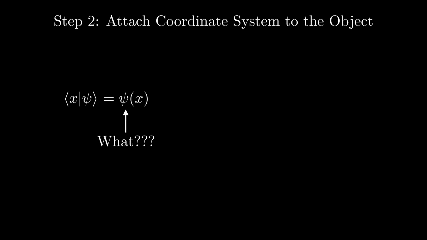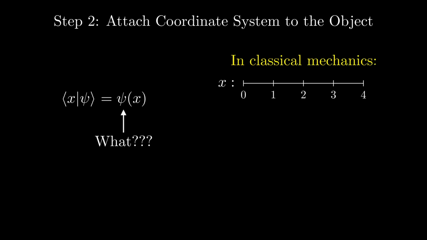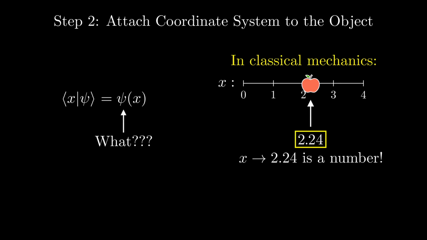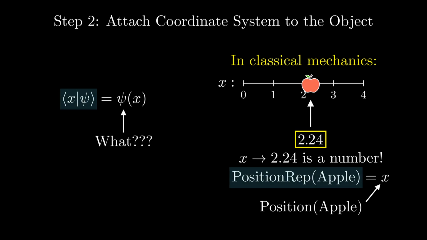Think about a single dimension in a classical system. When we are talking about the location of an apple on the x-axis, ultimately our goal is to describe the position x with some number. So we can write the position representation of the apple equals the number x, its measured position. The left-hand side of both highlighted equations here physically represents the same thing. It is just that the quantum way has a fancy notation.